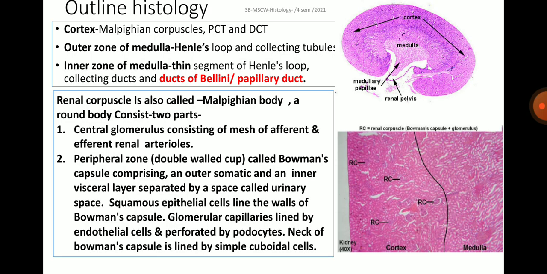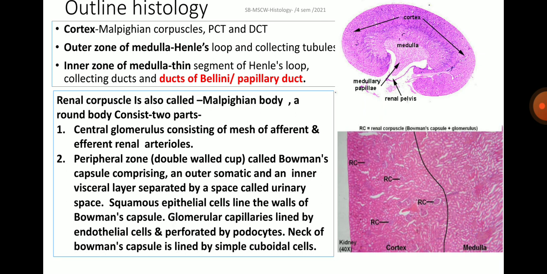So now this slide will show you the outline histological detail of the kidney, which designates two regions: the outer cortex and the inner medulla region. The cortex region is composed of the Malpighian corpuscles, proximal convoluted tubule and distal convoluted tubule in sectional view. Apart from that, the outer zone of the medulla comprises Henle's loop and collecting tubule. The inner zone contains the thin segment of Henle's loop, collecting ducts, and ducts of Bellini, also called the papillary duct of Bellini. I have already given you the explanation about the renal corpuscle.